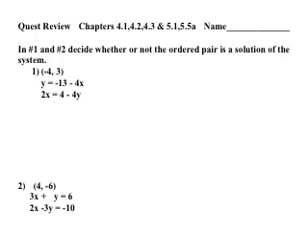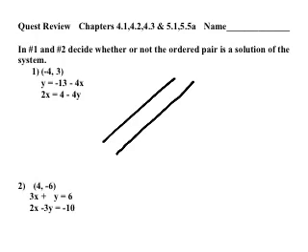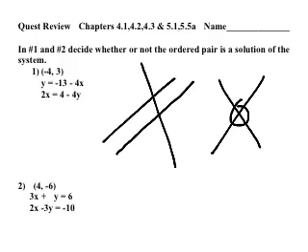Okay, let's get started. In number 1 and number 2, decide whether or not the ordered pair is a solution of the system. The system is two lines, and two lines are going to do one of three things. They're either going to be parallel, in which case they don't cross and there's never a solution, or they're going to cross and there'll be one solution, like this spot here, or they're the same line, but we'll be talking about that later, in which case there's an infinite number of solutions. But most of the problems we're going to have are going to have one solution.